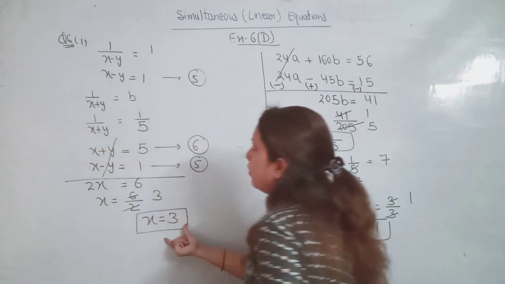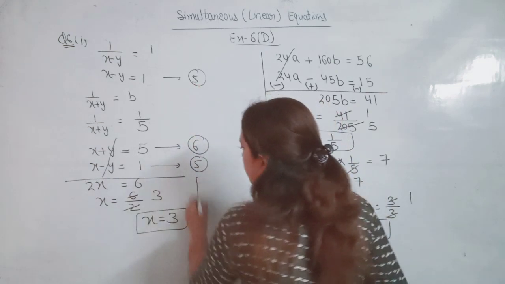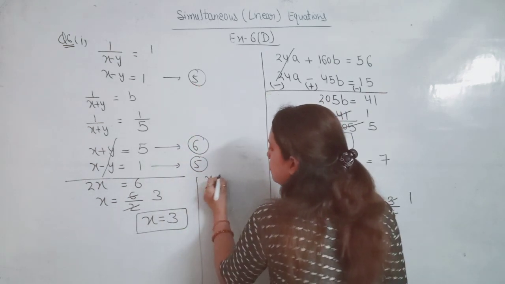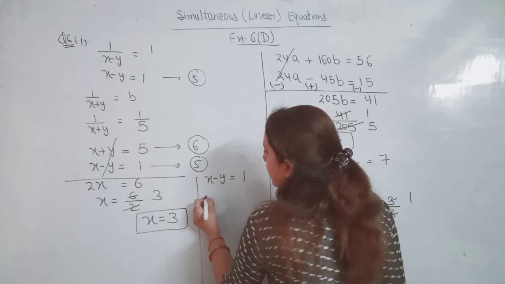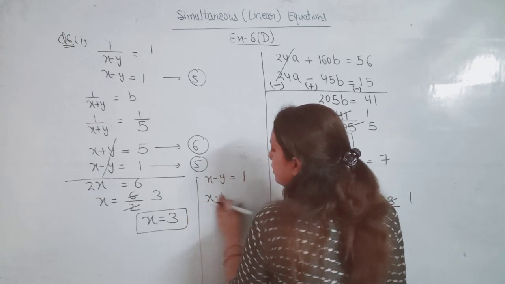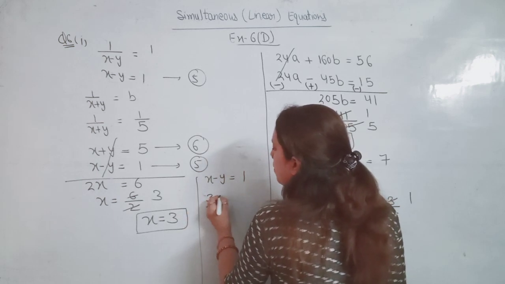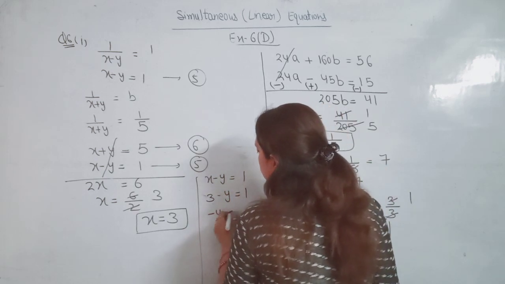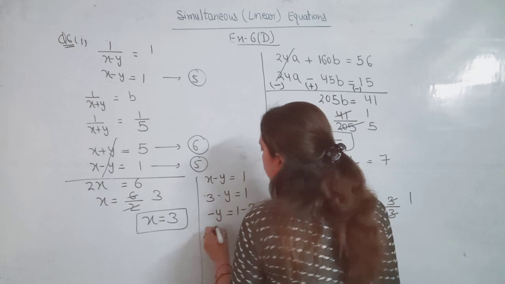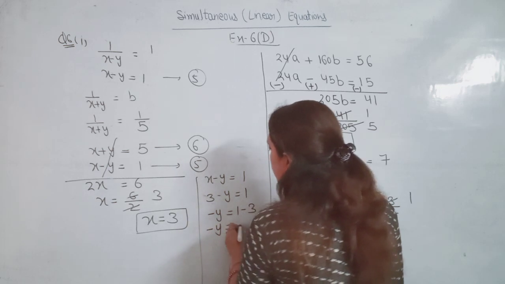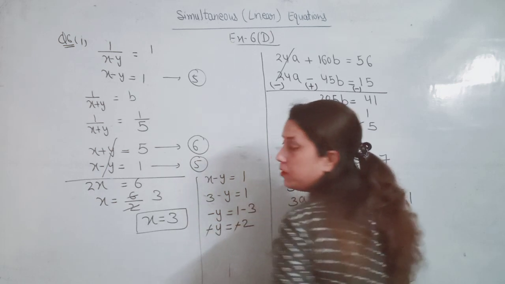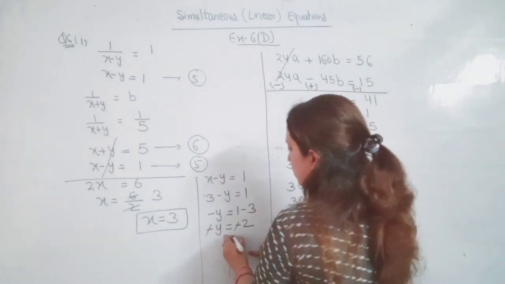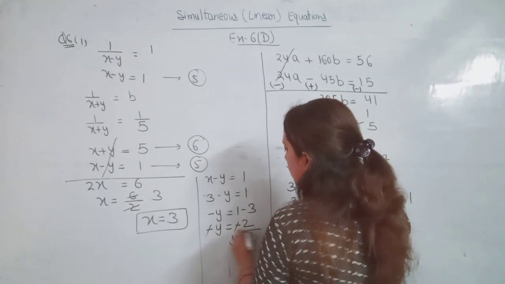Now put the value of x in equation 5. So x minus y is equal to 1. X is 3, so 3 minus y is equal to 1. Minus y is equal to 1 minus 3. Minus y is equal to minus 2. So the value of y is 2. Y is equal to 2.